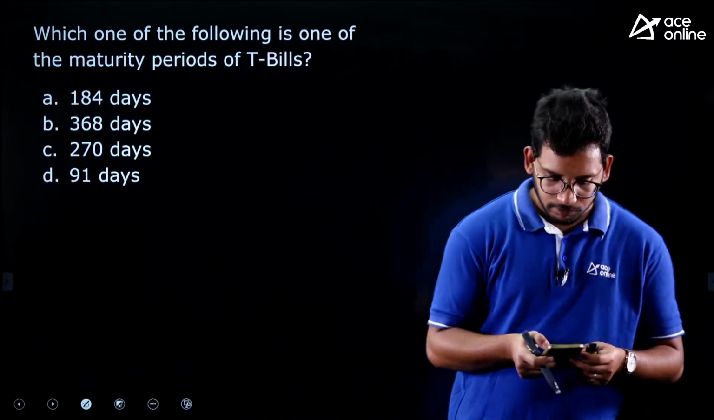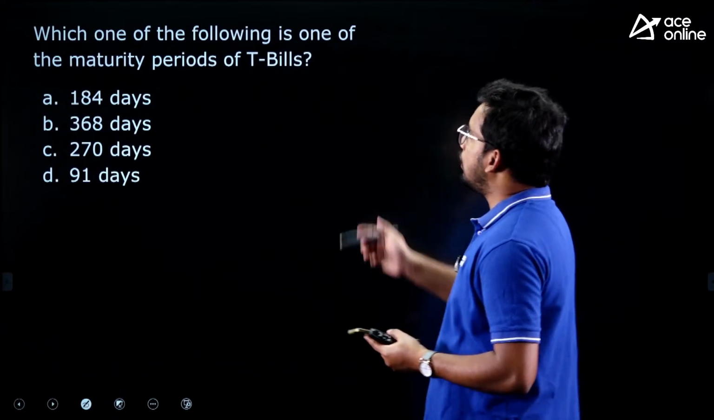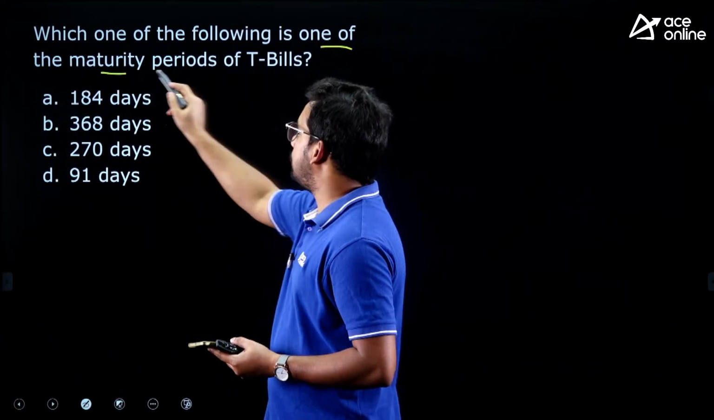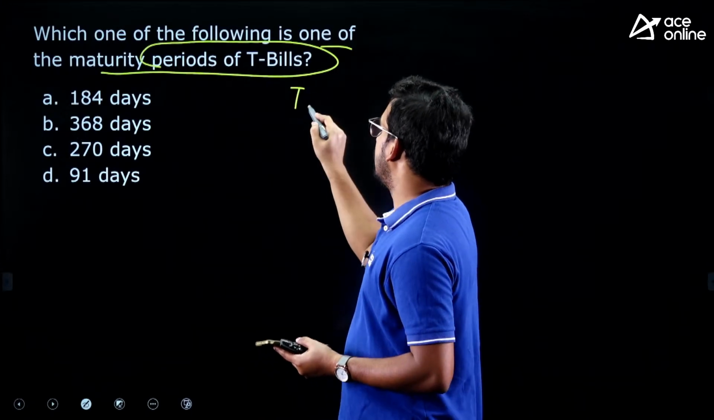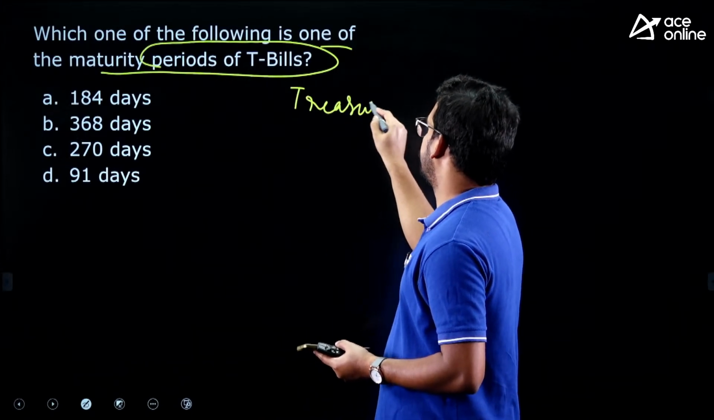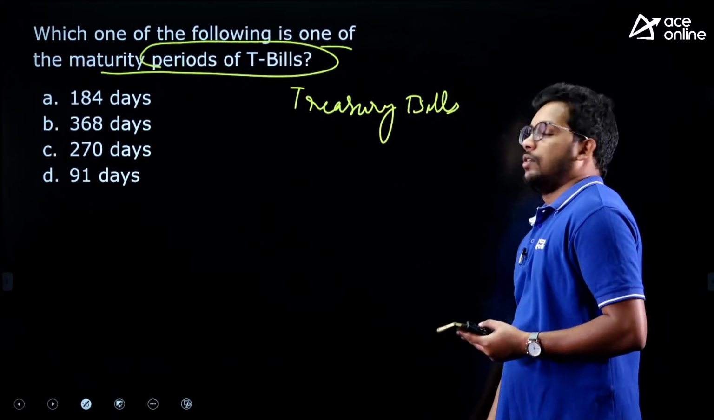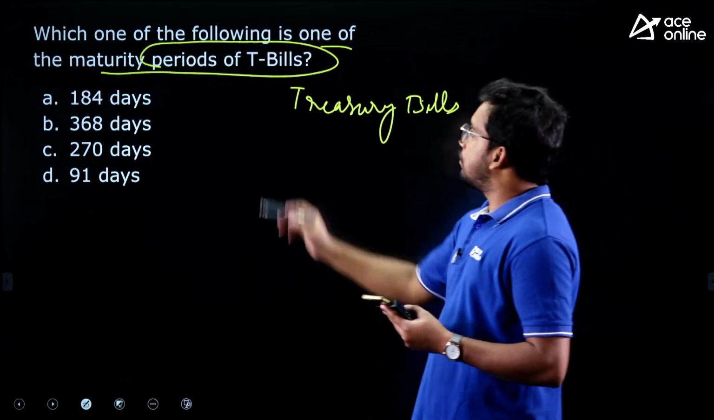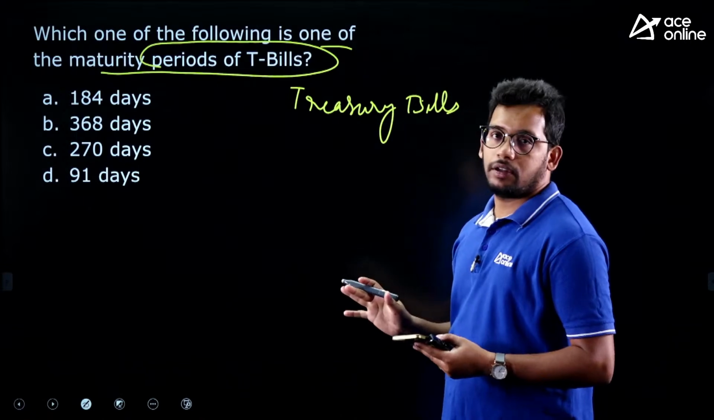Next one. Next question. Which of the following is one of the maturity periods of treasury bills? T-bills are also called treasury bills. So which one of the following is one of the maturity periods? There is a fixed maturity period.